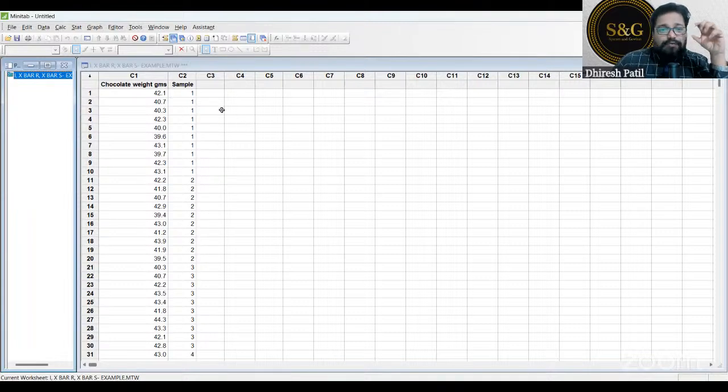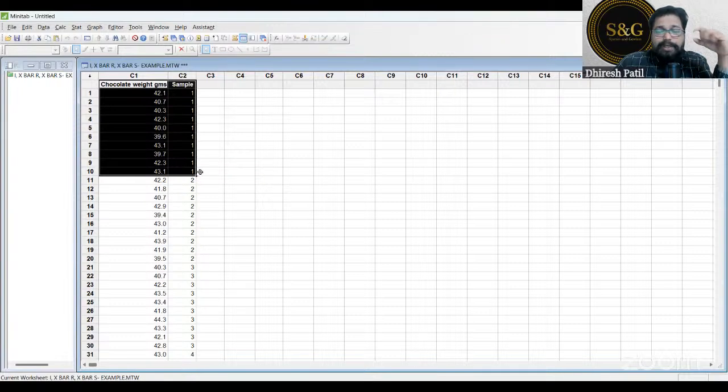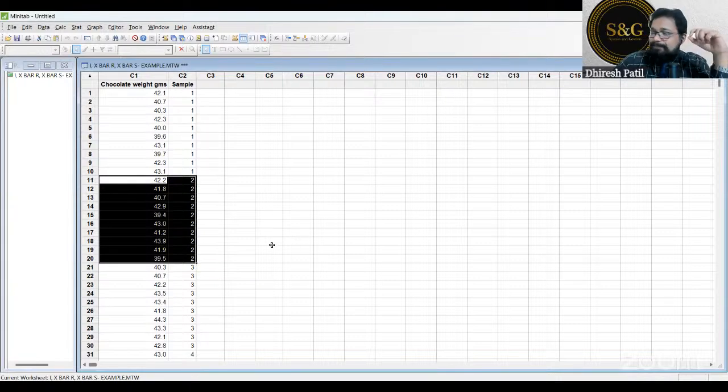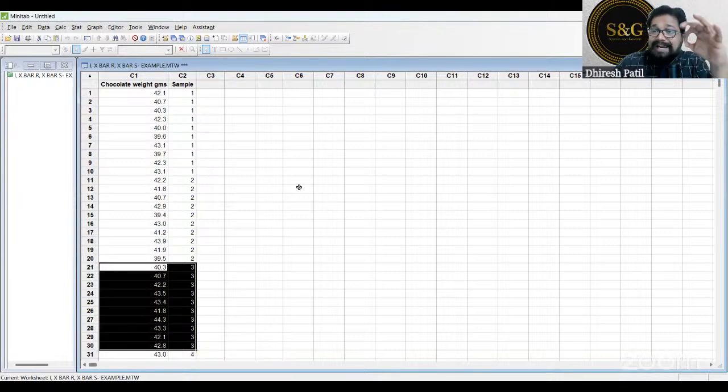But in some cases, we are taking a group of samples. Let's say shirts. Instead of one shirt, I will take 10 shirts, and take the group of 10 shirts and check them one by one. Similarly, in this case, they have taken 10 chocolates at a time. In sample one they have taken 10 chocolate samples, again 10 in the second sample, and 10 in the third. This is called a subgroup. Whenever you are taking a group of samples, it is called a subgroup sample.